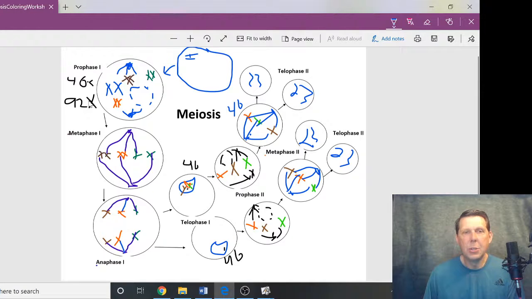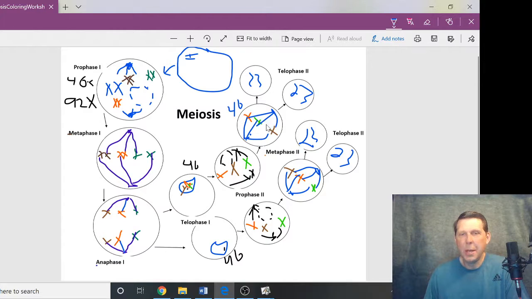Starting off with 92, they line up in the middle with their homologous pairs. 46 of them go that way, 46 of them go that way. They split into two different cells with 46 in each. Then they start to ooze out into the cytoplasm again. They line up in the middle. Anaphase II happens where half of them go this way and half of them go this way.